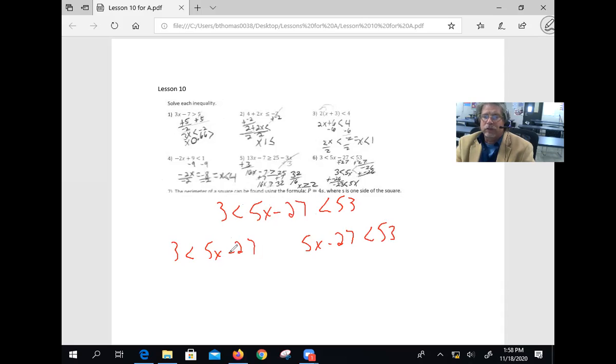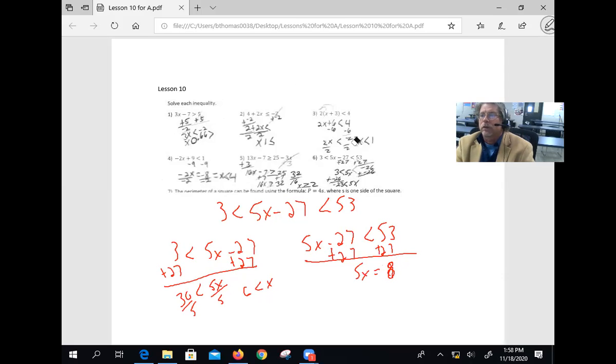So again, to get x by itself, we see subtraction. We got to add a 27 to both sides. That's going to give me my 30 is less than 5x. And to get x by itself, we just divide both sides by 5. So that's going to give me 6 is less than x. And then if I solve this one, you got to add a 27 to both sides. That's going to give me 5x is equal to 80. Yeah, 80, I'm sorry. I was going to put down 90 there. Let me clean that up a little bit. That's actually an 80.